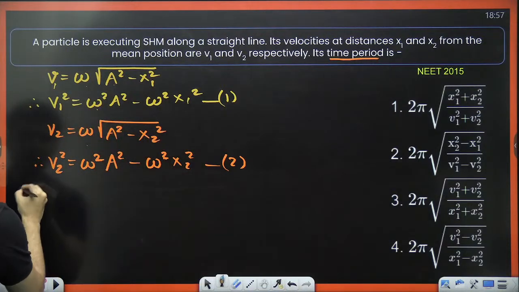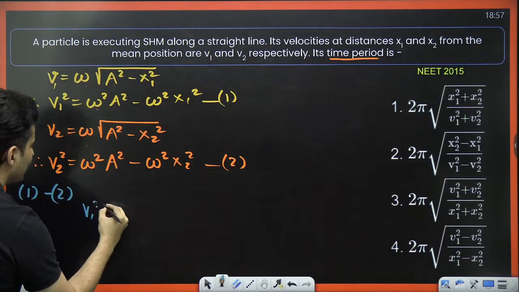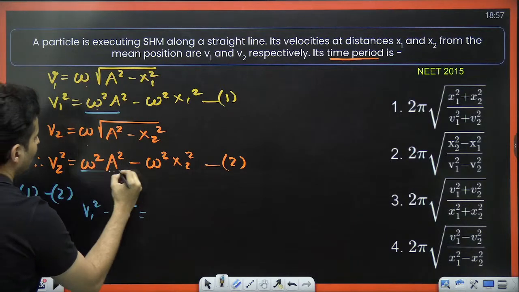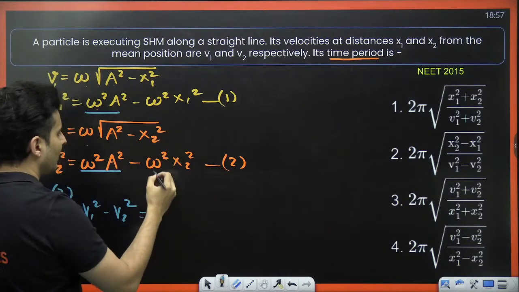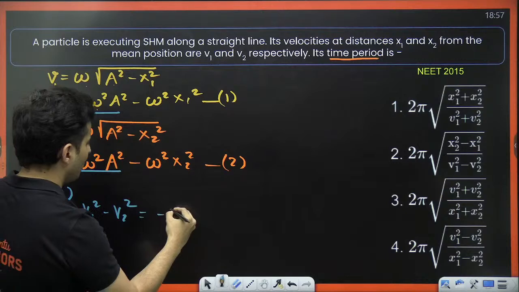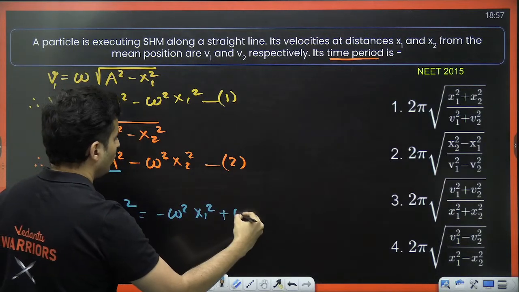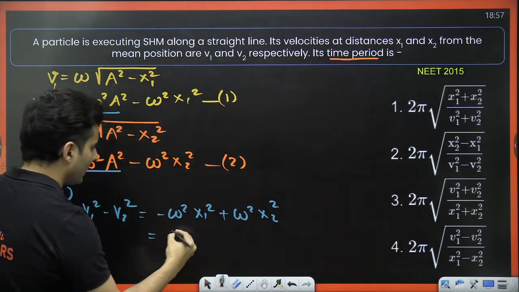Just subtract these two. Equation 1 minus equation 2. What will you get? You will get v1 square minus v2 square. Omega square a square and omega square a square will just get cancelled. That's it. This minus this will make it minus omega square x1 square, minus minus will make it plus omega square x2 square. Great. Omega square is common.